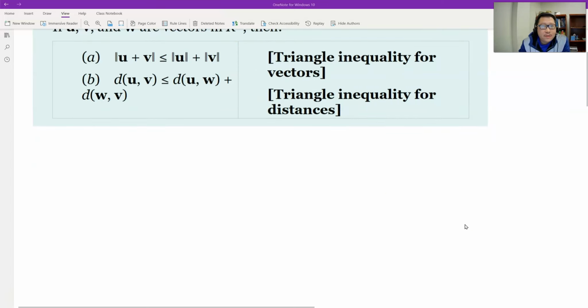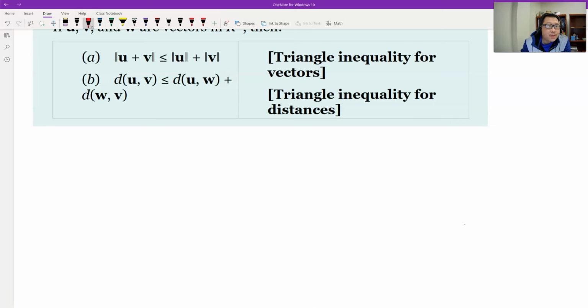The first we call the triangle inequality for vectors. The second, similarly, is the triangle inequality for distance. So what is the first? Let me just draw a graph here first: u, v, u plus v.